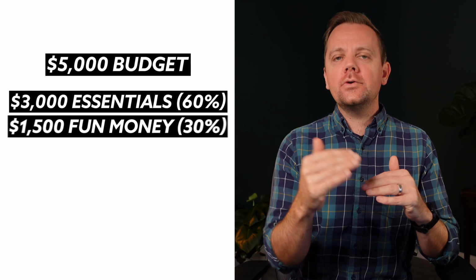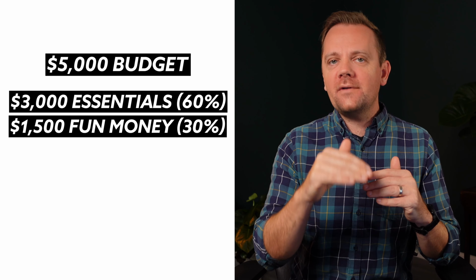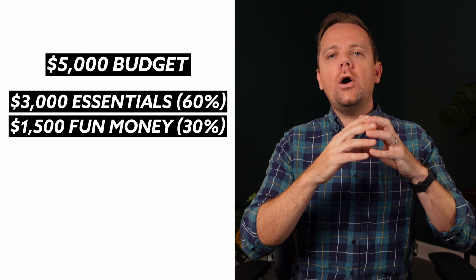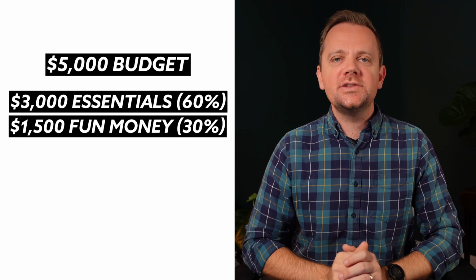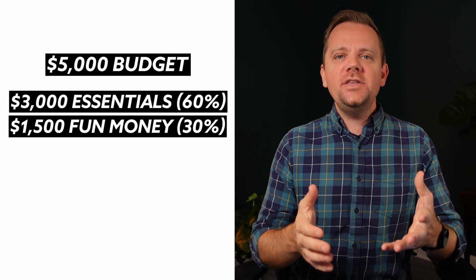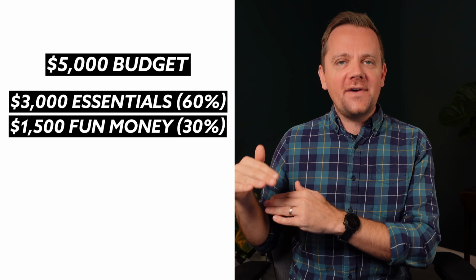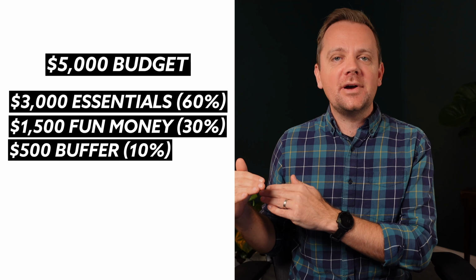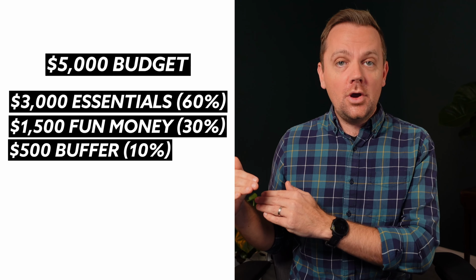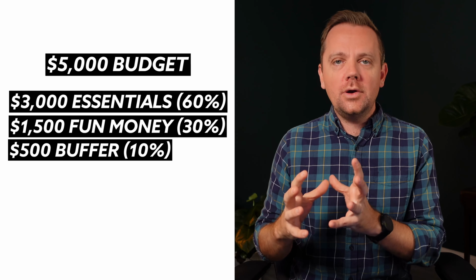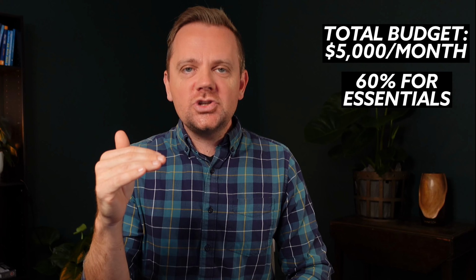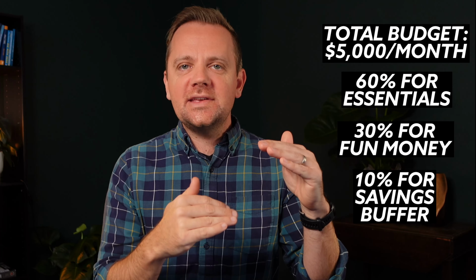Then you could tack on 30% in fun money, about $1,500 a month to go toward all of the cool experiences and things you want to do while you're in Europe. And then you'll set aside about 10%, about $500 a month, as that savings buffer for the, whoops, I didn't even know that this would be an expense, or oh no, something came up. So then you have a budget breakdown of 60% essentials, 30% fun money, 10% savings buffer, and that's gonna help you stay on track when you're tracking your spending.